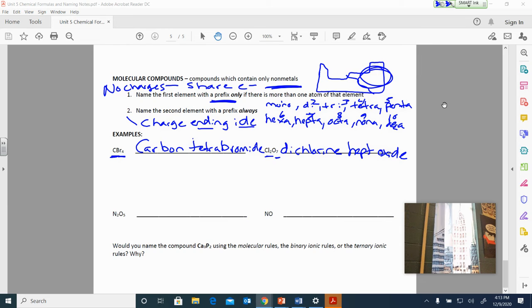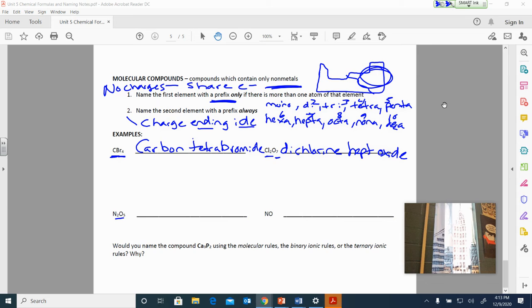Why? It's just a naming rule that they decided on, that every time they have oxygen, they leave off the vowel, so it's not two vowels next to each other. Seems a little weird, but I didn't make the rule. So usually it would be a hepta, but with oxygen, they always leave off the vowel. All right, let's try another one.